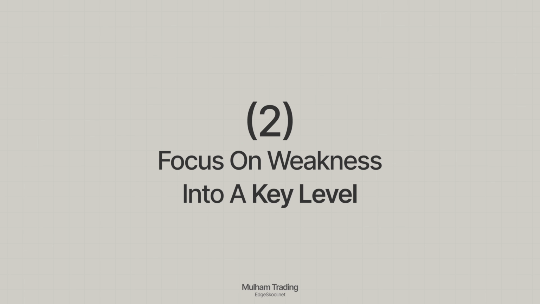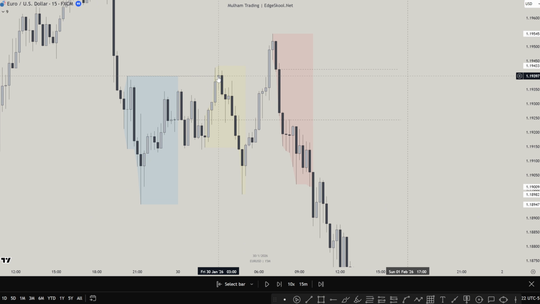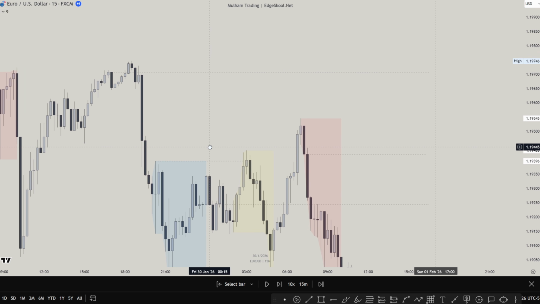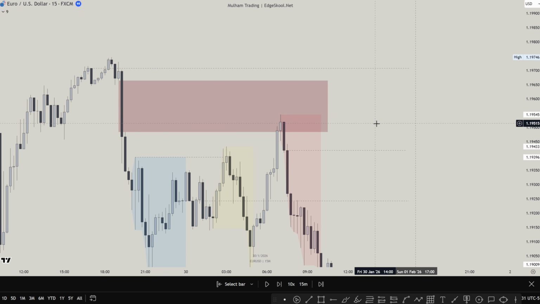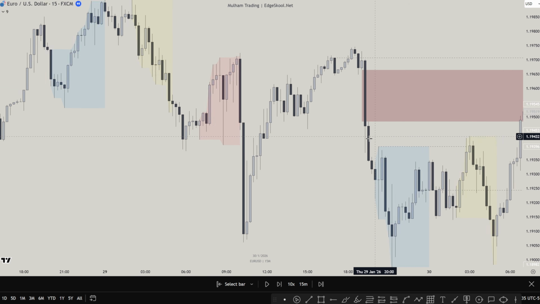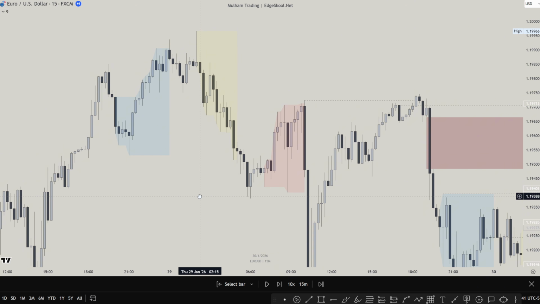Now, number 2 is focus on weakness into a key level. What that means is that if I want to spot a weakness, for example this weakness here, it's a valid one. It's weakness and then confirmation, and we give that a retracement. Is this happening inside of a key level? I would really love to see the weakness inside this imbalance as well. I would like to see this weakness, for example, here inside an imbalance or inside a key level. For example, this key level, a valid one, and I want to spot the weakness there.